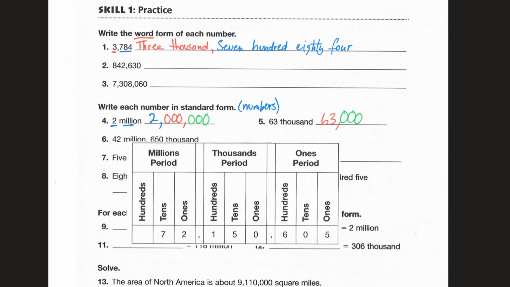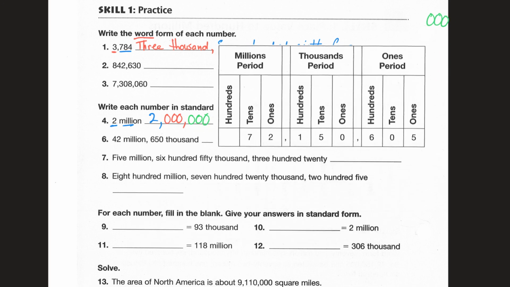And let's look at the rest of this page here. Give your number in standard form. So 93,000, I have to write 93, and then a comma. There it ends the thousands period, and then I have 3 zeros right there. See, that's what you're looking for.